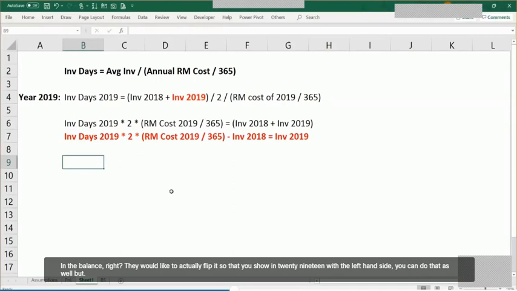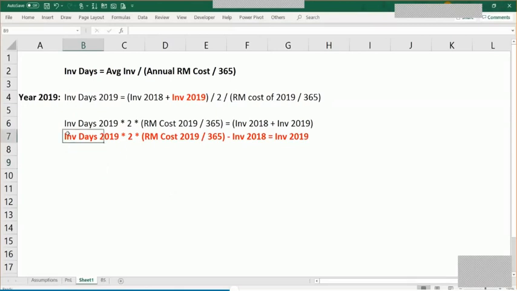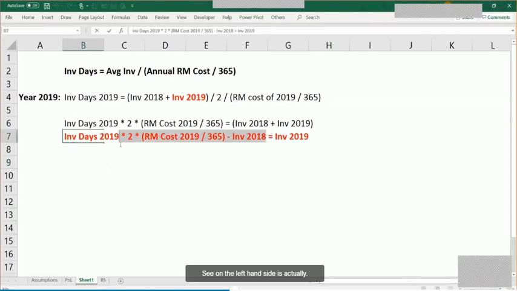Right? So if you would like to flip it so that you show inventory 19 on the left hand side, you can do that as well. But broadly speaking, what you see on the left hand side is the formula that we are going to be using now.